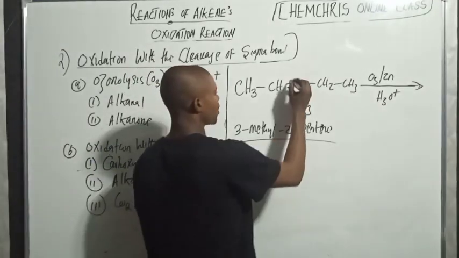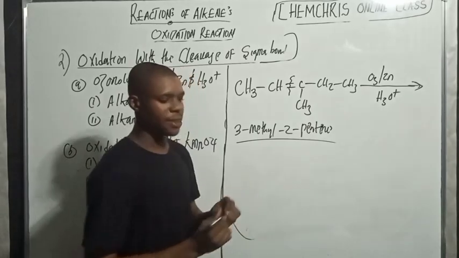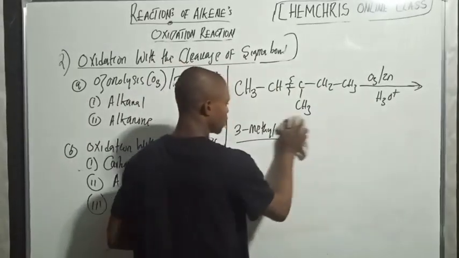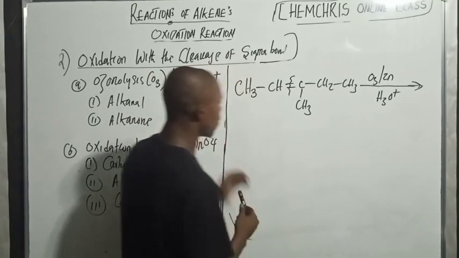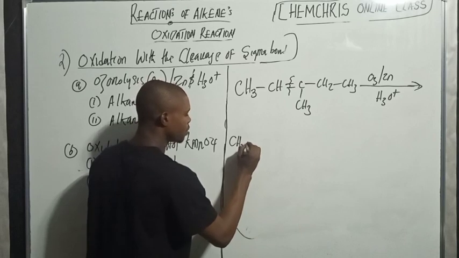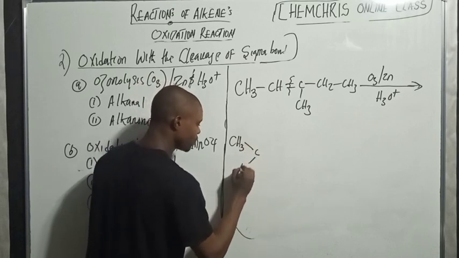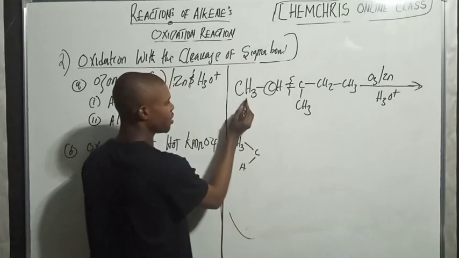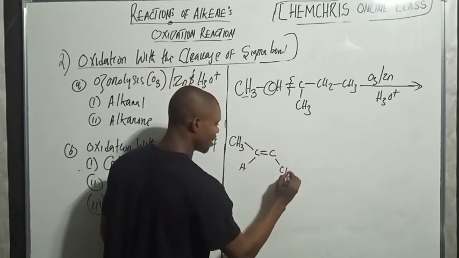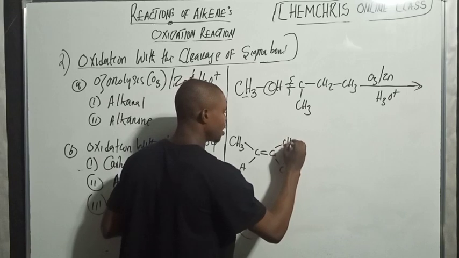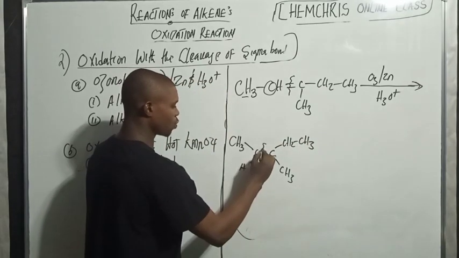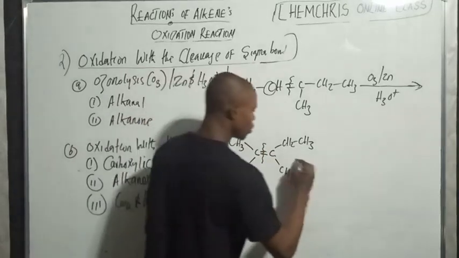You have to break this one here, right? So we have to figure out the type of the alkenes involved. Here we have CH3, C, and this carbon here has a methyl and a hydrogen on the double bond. Here we have CH3, here we have CH2, CH2. When this breaks, you get two products.